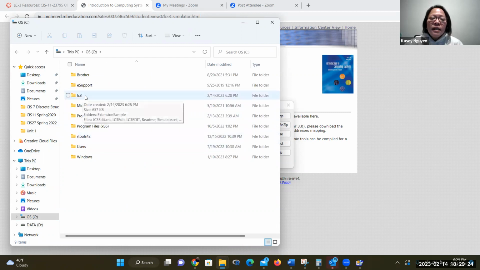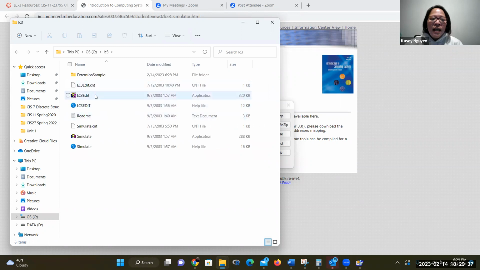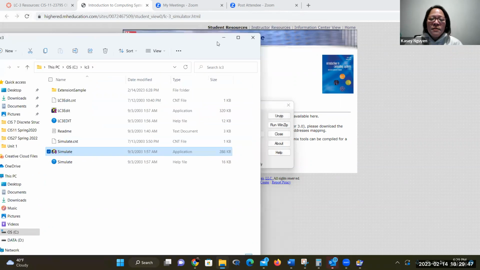Now you can copy this and put it on your desktop. You can put it in your folder. You can put it in your flash drive. However, when you unzip it, it's going to be on your C drive. Okay. And we're going to use the editor to write our code and the simulator to simulate our code. Okay. And we'll talk more. I'll do this again next week.